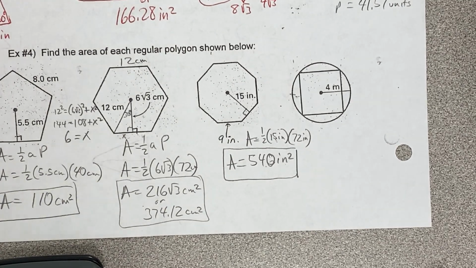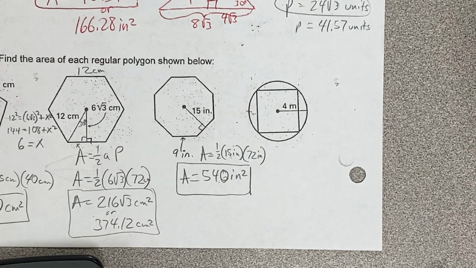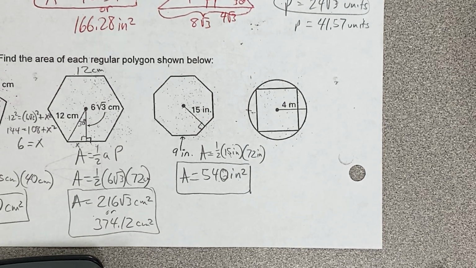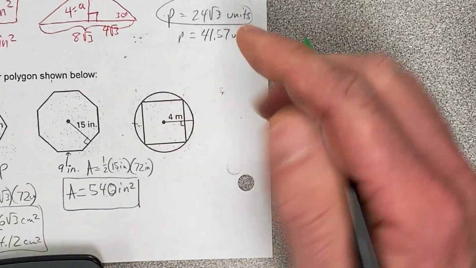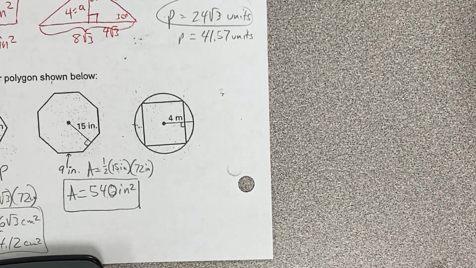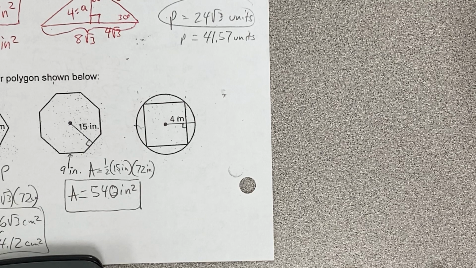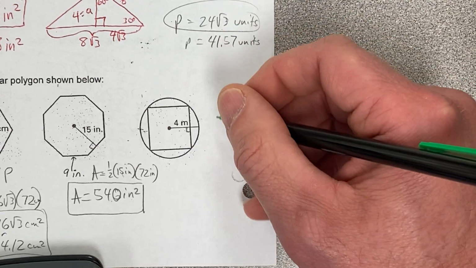And lastly, we've got a square. It looks like a square. Yeah, I think it would have to be a square. Well, it said it's a regular polygon, so a regular quadrilateral has to be a square. We've got this square, and it appears we've got an apothem again. We could do base times height to get the area of a square. Since the square is a rhombus, we could do 1/2 diagonal times diagonal. But since we're in this unit of study, let's use the regular polygon area formula.